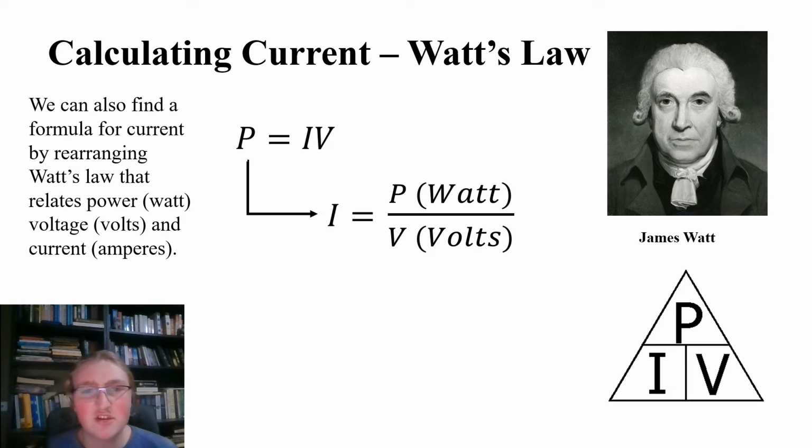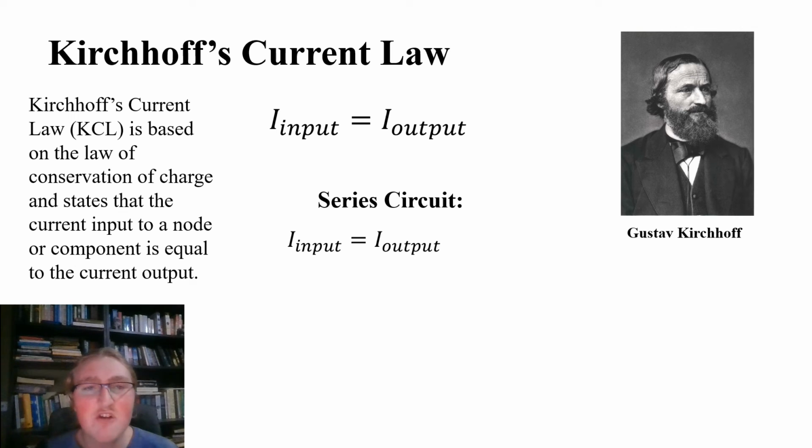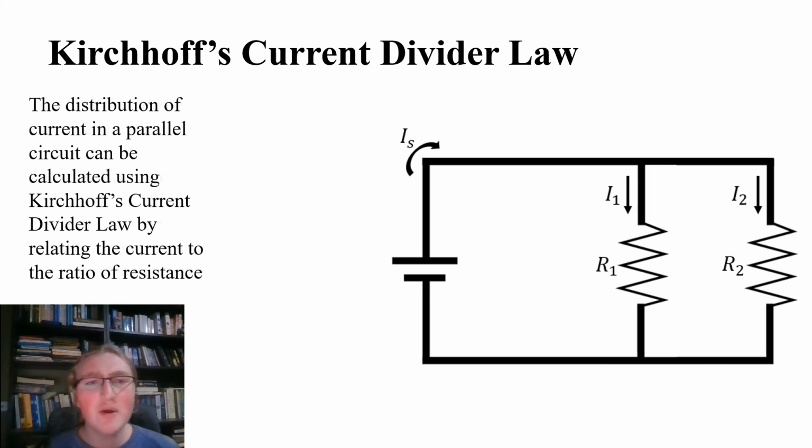Again, this can be rearranged to find that the current is equal to power divided by voltage. A known law that defines current in a circuit is Kirchhoff's current law, which states that the current flowing into a terminal or node is equal to the current flowing out. As such, in a series circuit, the current is constant. However, in a parallel circuit, the current is distributed between subsequent paths depending on the resistance. Current always takes the path of least resistance, so the lower resistive path will have more current pass through it.